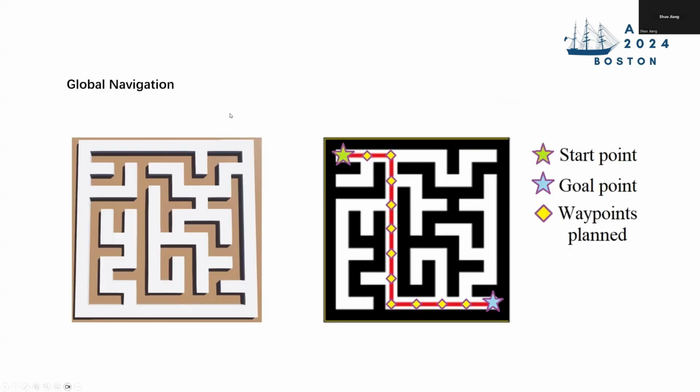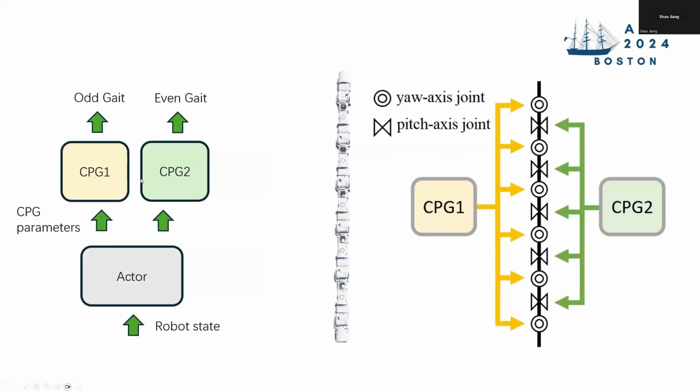So the problem is simplified as moving towards the next consecutive waypoint. Which comes to the next level of controlling. We have a robot. On the right side, we have this body structure, which consists of 11 perpendicularly placed joints. So we group these joints into 2 groups and use 2 separate CPG modules to control the 2 groups of joints. The controller is trained from reinforcement learning, shown on the left.